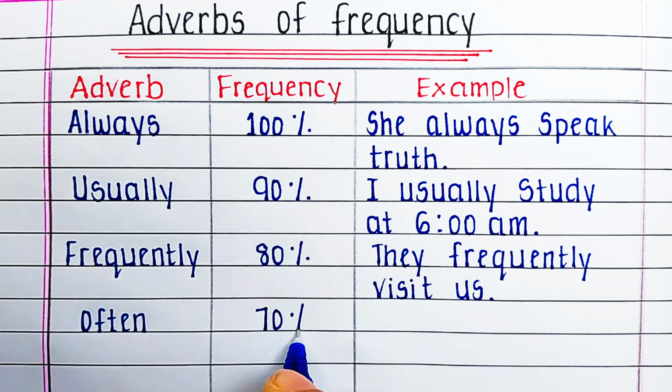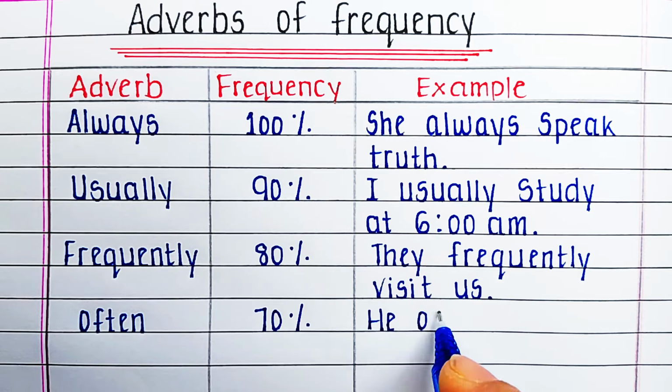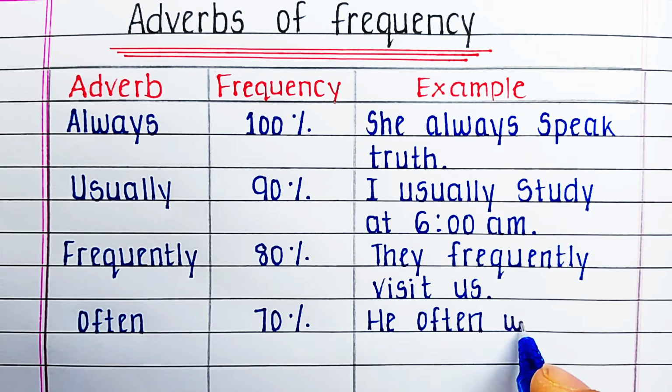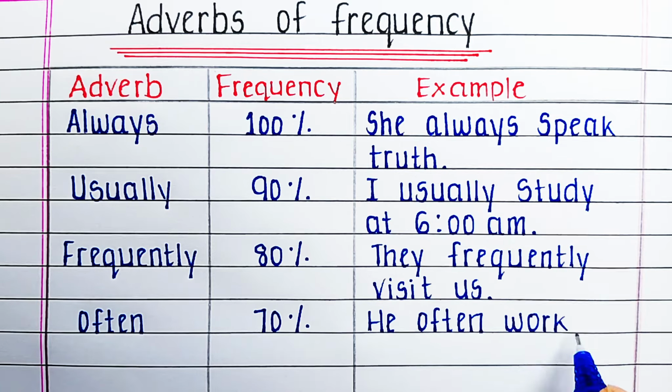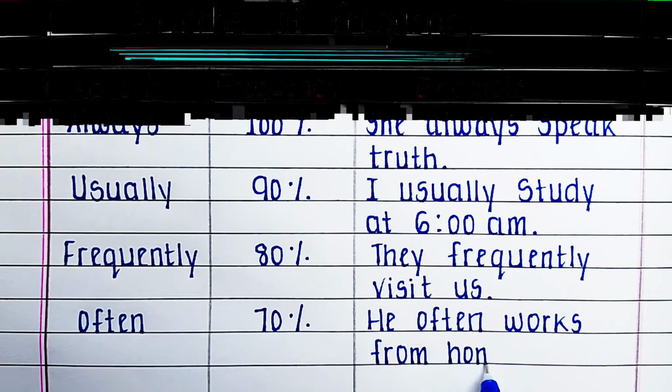Next adverb is often. Often is used for 70% frequency. For example, he often works from home.